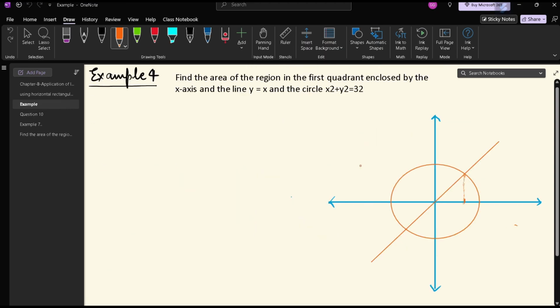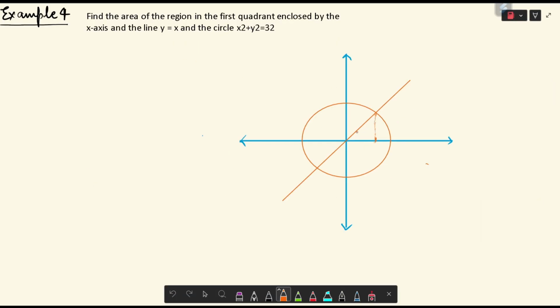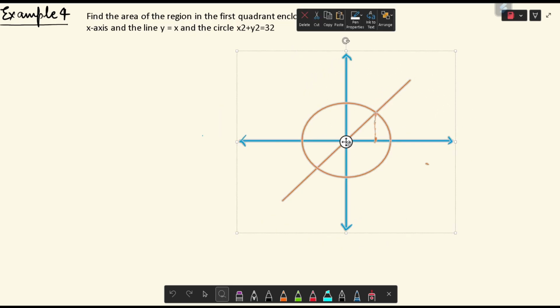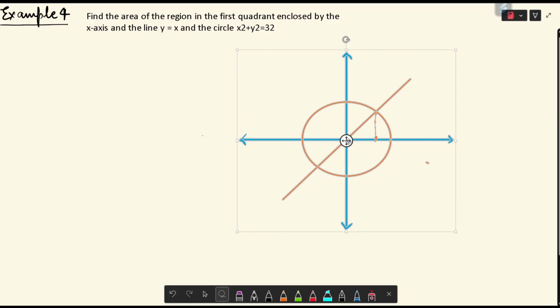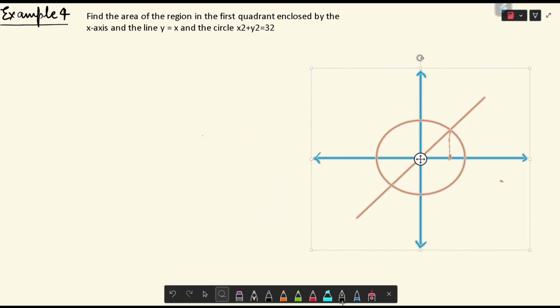So next we are going to solve this example. Okay, so as it says, let me sideline this for a moment. Okay, so it says find the area of the region in the first quadrant. First quadrant implies that x is positive and y is also positive.